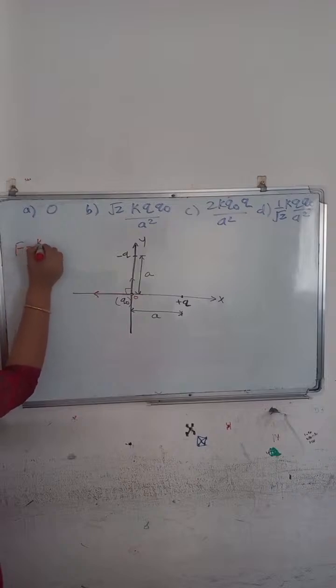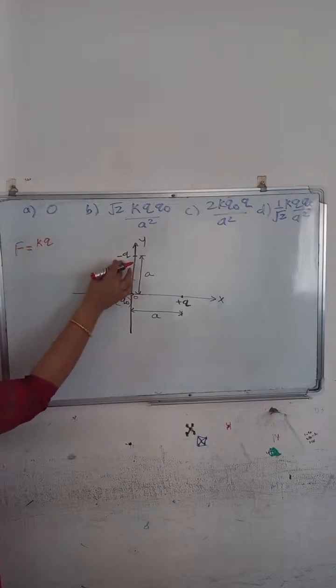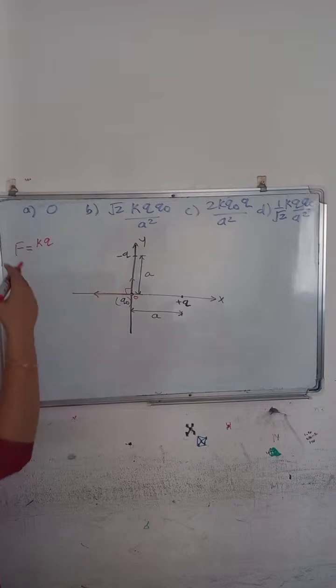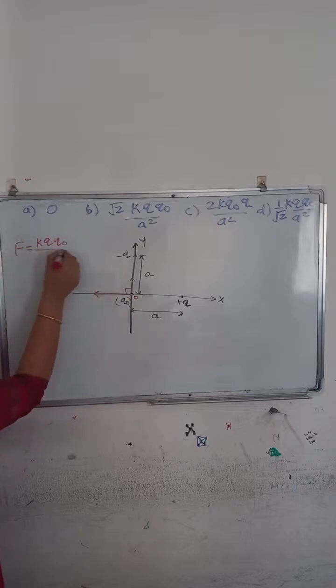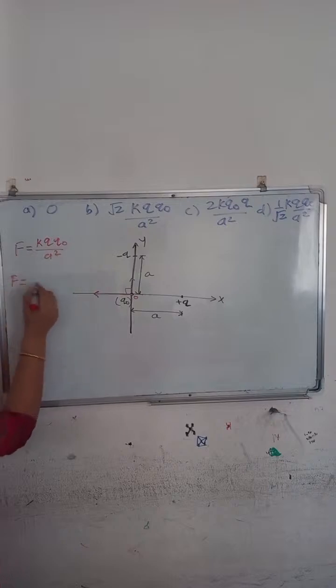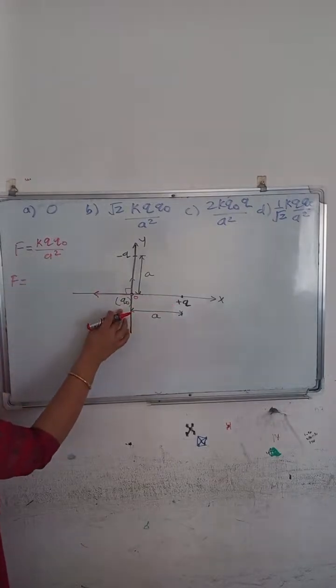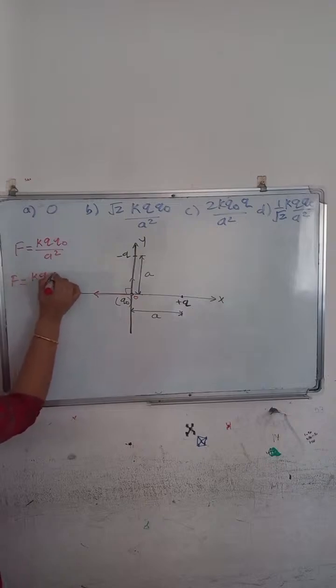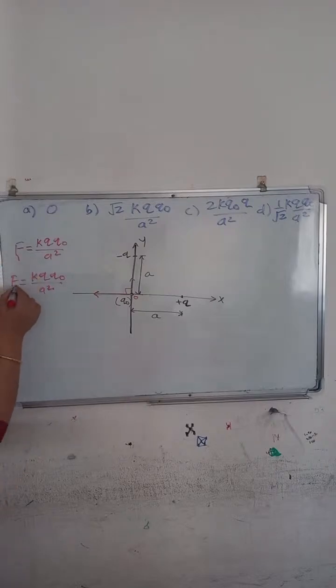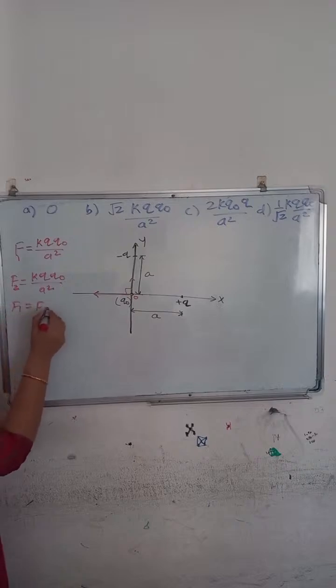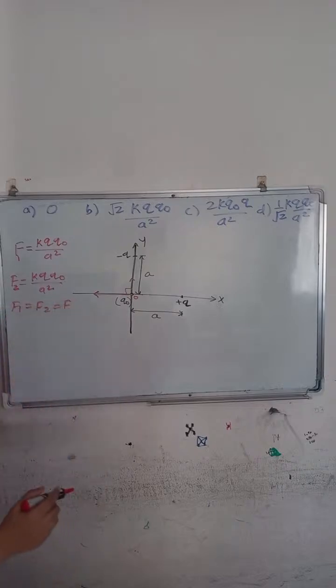So F is equal to K Q Q naught upon A square. Here, for the minus charge, anyhow we are taking magnitude in this chapter. And the second force due to the positive charge on O is also K Q Q naught upon A square. So this is F1, this is F2, but both the forces are the same, so I can write F1 is equal to F2 is equal to F. But they are asking for the net force, correct? So we have to take the resultant.